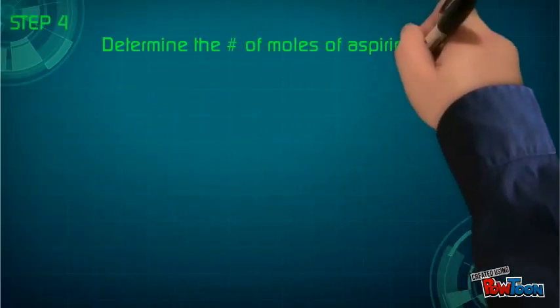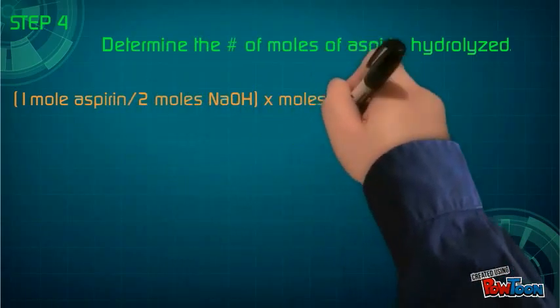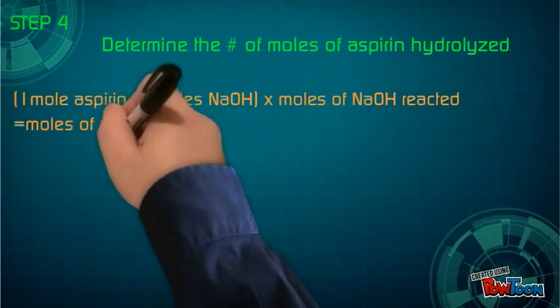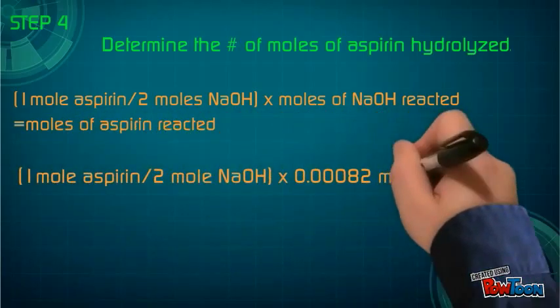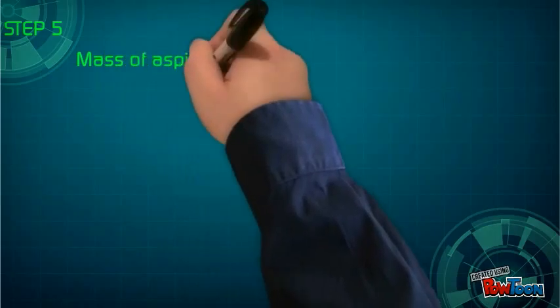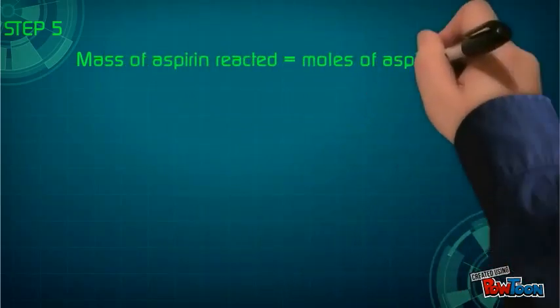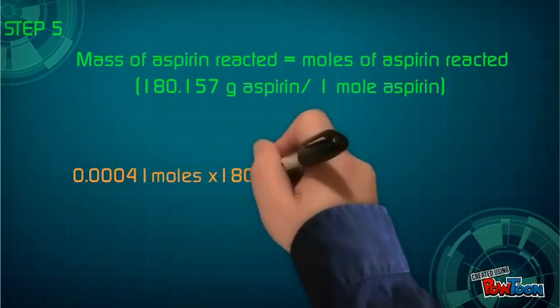In the equation, we saw that for every 1 mole of aspirin, there are 2 moles of sodium hydroxide. Using this mole ratio and multiplying by the number of moles of sodium hydroxide reacted, we determine the moles of aspirin reacted. Now we need to determine the grams of aspirin by doing a mole conversion. Simply take the moles of aspirin reacted determined in the last step and multiply by the molar mass of aspirin.